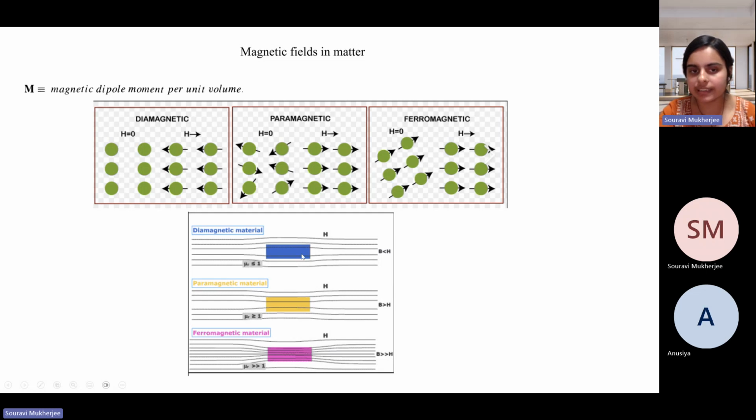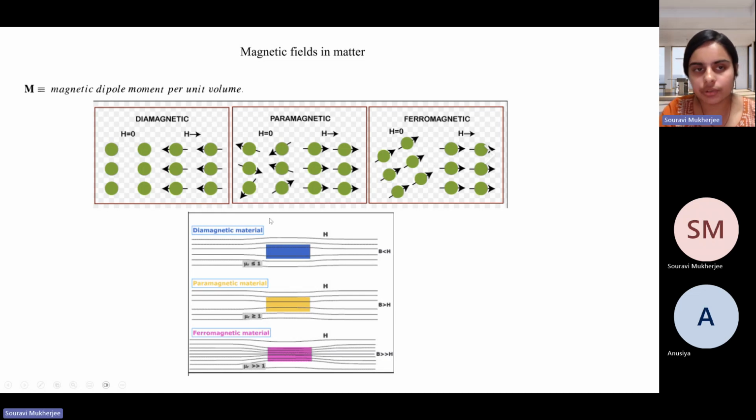And this is how the magnetic permeability should look in all of these three cases, right? For a ferromagnet, it should be much greater than 1. For a paramagnet, it should be closely greater than 1. And for a diamagnet, it's less than 1.